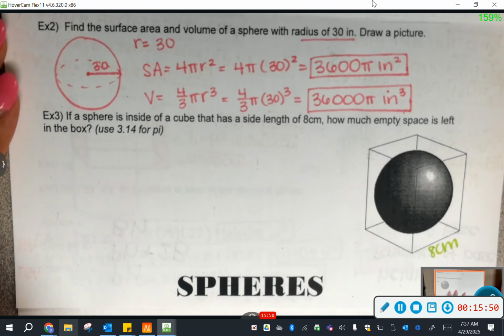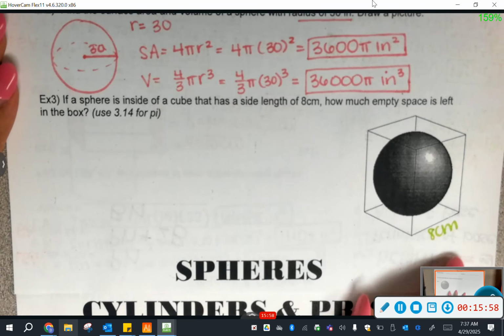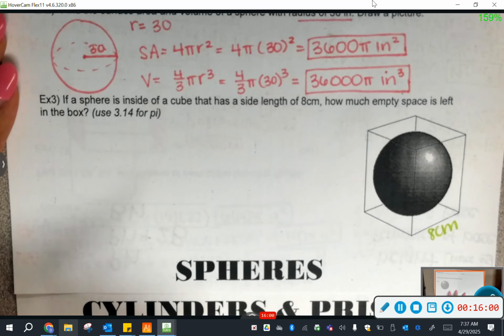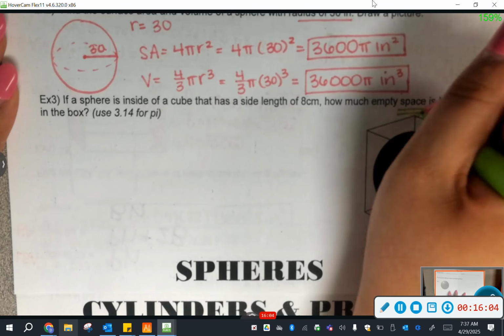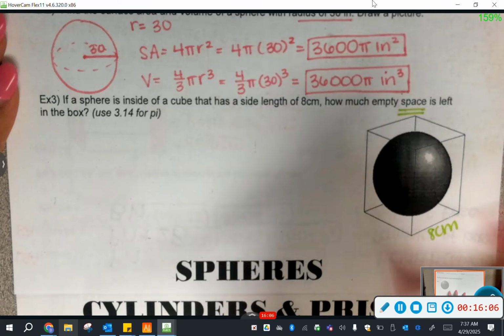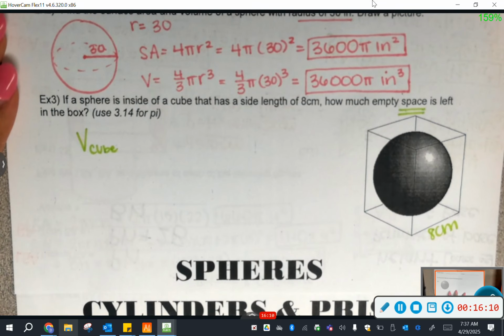So, what am I going to have to find first? First is a square. And if it's not a square, what is that called? A cube. And what am I going to have to find for the cube? The surface? No, it wants to know the empty space. Okay. So the volume of the cube.